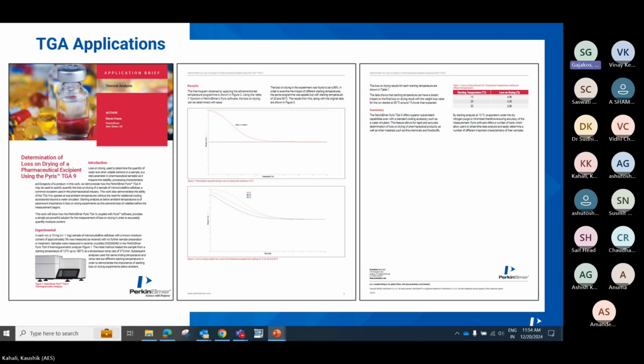So this application note throws light on the capability of our instrument, the sensitivity of the instrument, and how well it is capable of capturing results from very low temperature up to 1000 degrees centigrade. This is one of the first applications. Then we'll move to the second application.